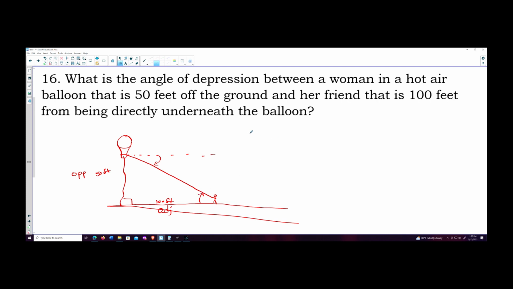So that would be an inverse, right? So that would be the tangent inverse of the opposite over the adjacent, which is 50 over 100. Okay, and that would give me this, which is one. They give me the bottom, which is the same as the question mark right here, which is what I'm looking for.